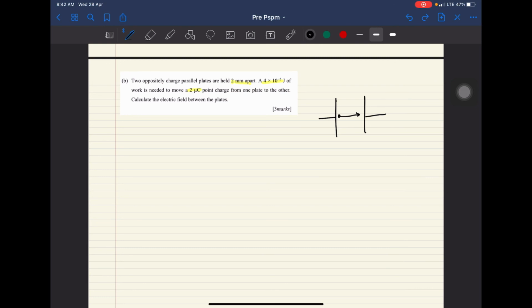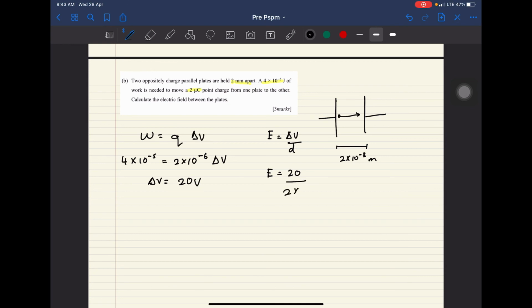Okay, to solve this one, if you want to find the electric field between the plates, normally you will use E equals delta V over D. So if I want to use this equation, the distance or the separation is given. The only thing that is missing is actually delta V. So you know that work equals Q delta V. So work is given as 4 times 10 negative 5. If this one is negative, just put it with the negative sign as well. Now you can calculate the delta V, which is 20. Let's substitute inside here. This is 10,000.